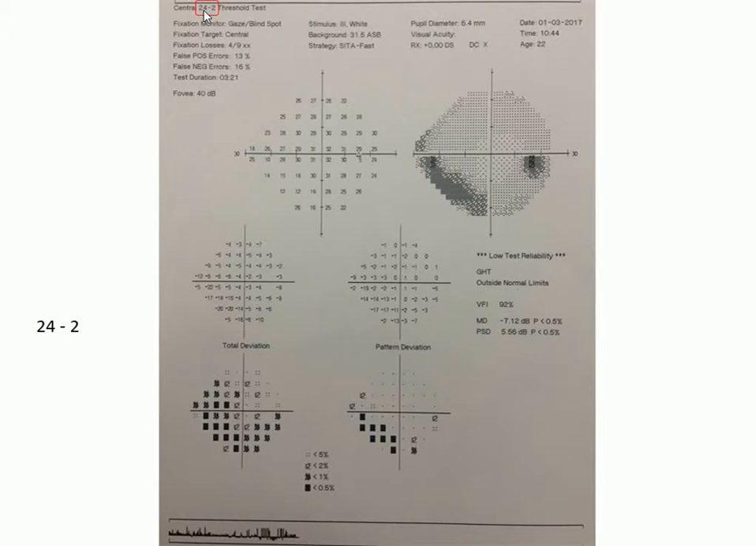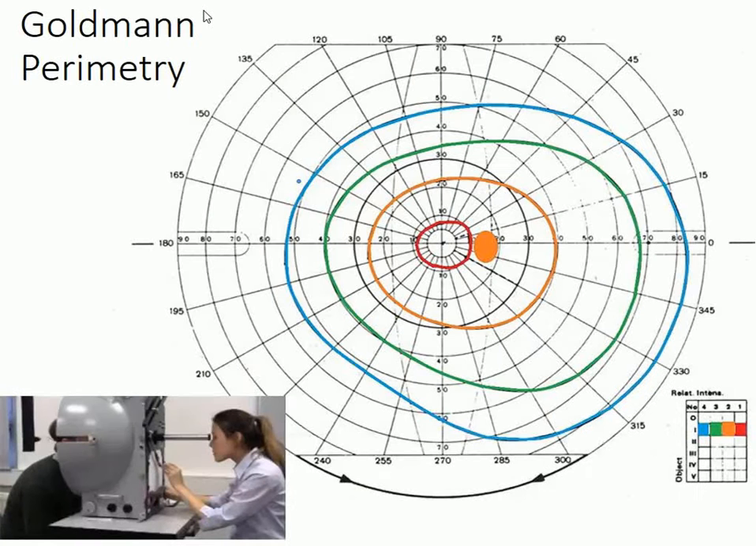We're testing really the central part of their visual field, and that's why the test is called a central 24-2. We'll discuss what the 2 means in a bit, but the central 24 degrees: when you're looking straight ahead, it's 24 degrees to your right, 24 degrees to your left, 24 degrees up, 24 degrees down. That's really the radius of what's being tested.